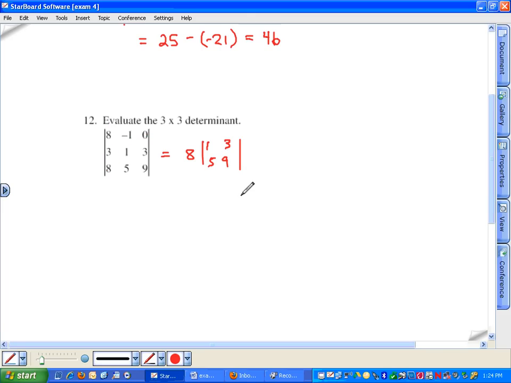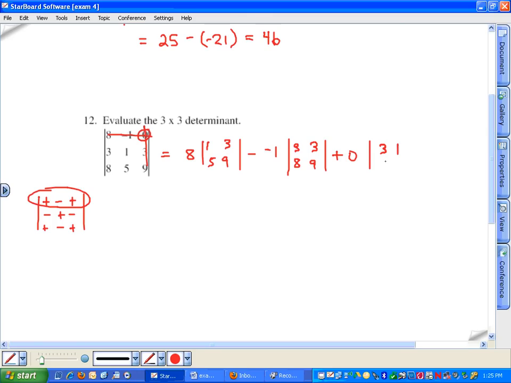Now, if you remember, there was a pattern I showed you for a 3 by 3. It's plus, minus, plus, minus, plus, minus, plus, minus, plus. Since we're expanding along the first row, we need to follow this pattern. So the next cofactor we have to subtract, and it's negative 1. If I cross out the row and the column containing it, that leaves this minor here, the determinant 3, 8, 3, 9. Now I take this cofactor 0, cross out the row and the column containing that cofactor, that leaves this minor 3, 1, 8, 5.